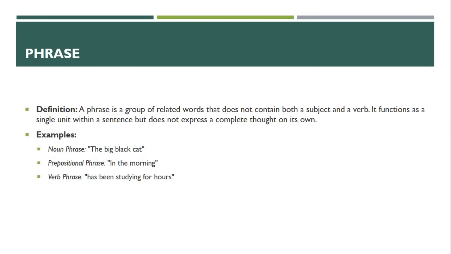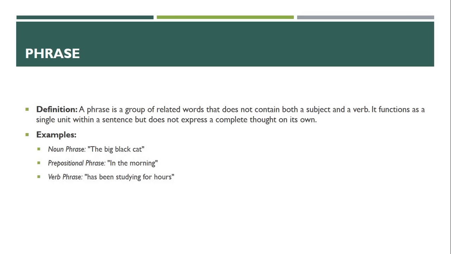Now we have the term phrase. First of all, we have the definition of phrase. A phrase is a group of related words that does not contain both a subject and a verb. It functions as a single unit within a sentence but does not express a complete thought on its own. So this is the definition of phrase.